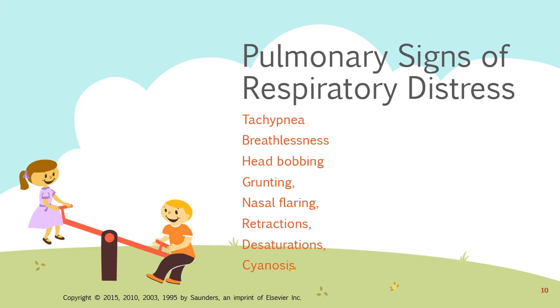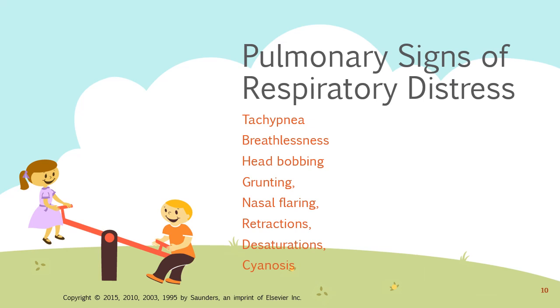However, in a child with underlying pulmonary disease, tachypnea may be a sign of respiratory distress, as well as breathlessness or shortness of breath. Breathlessness and shortness of breath can lead to head bobbing, grunting, nasal flaring, retractions, and eventually to desaturation and cyanosis if it continues.